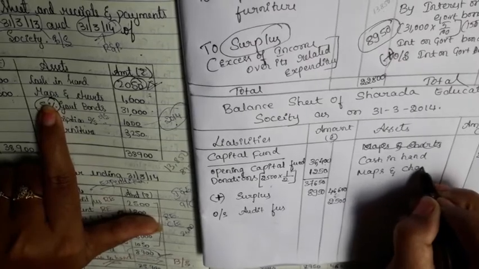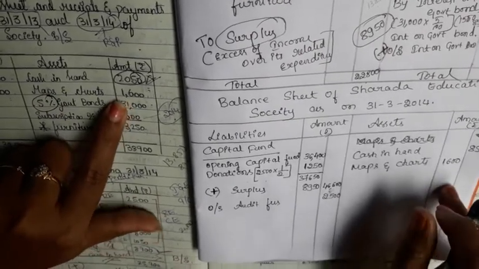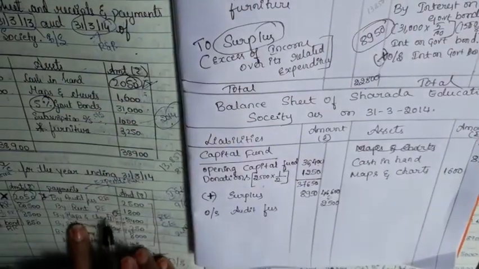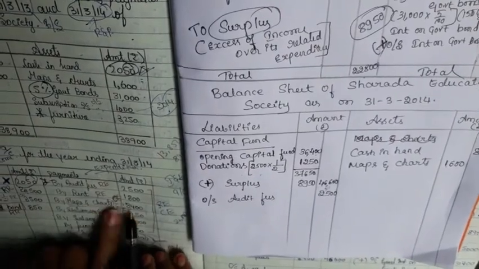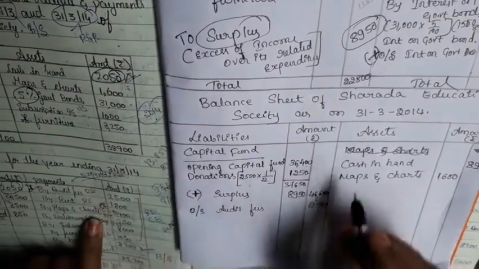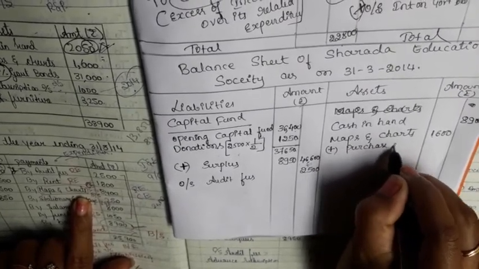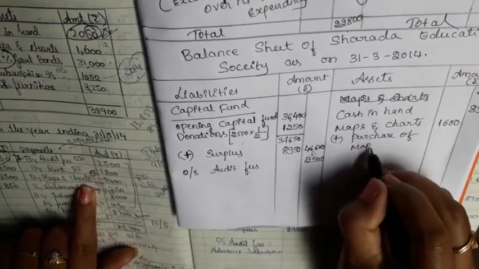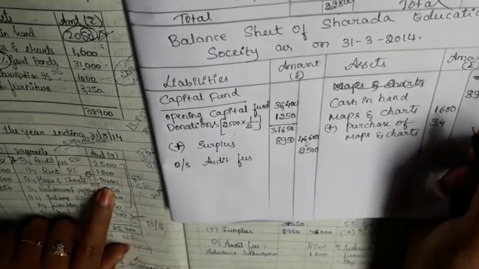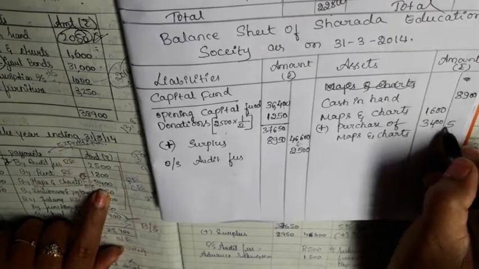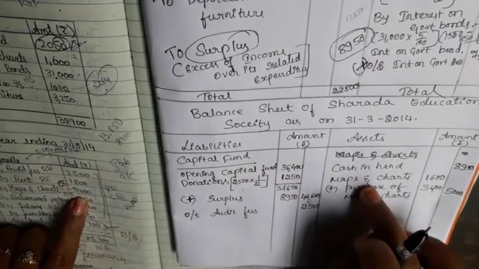Next one, maps and charts. Already we have 1,600 rupees of maps and charts, but in the present year we have additionally purchased 3,400 of maps and charts. Add purchase of maps and charts 3,400. So in the present year we have 5,000 rupees of maps and charts.